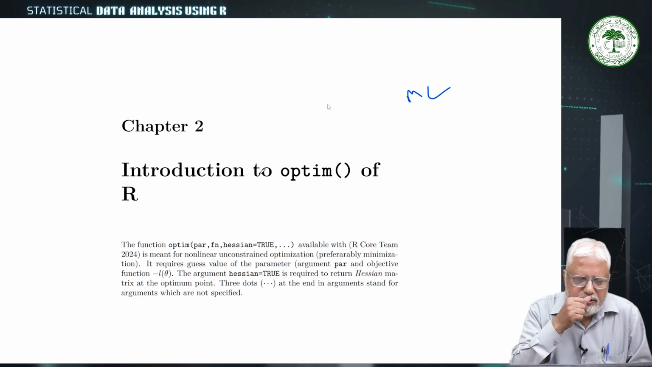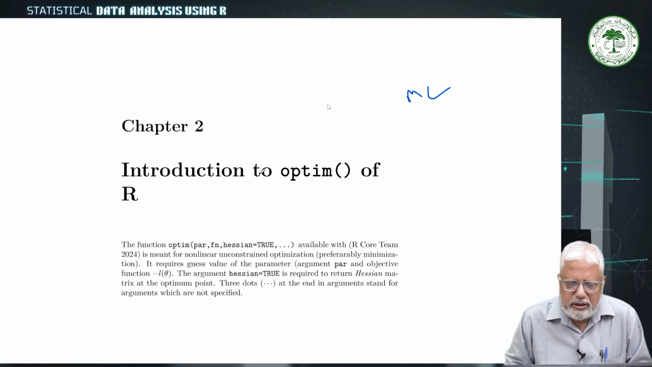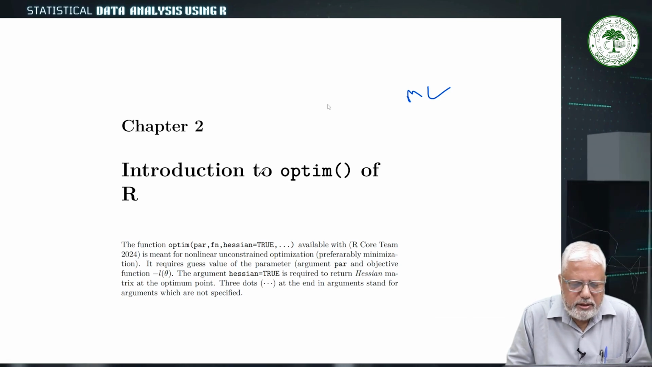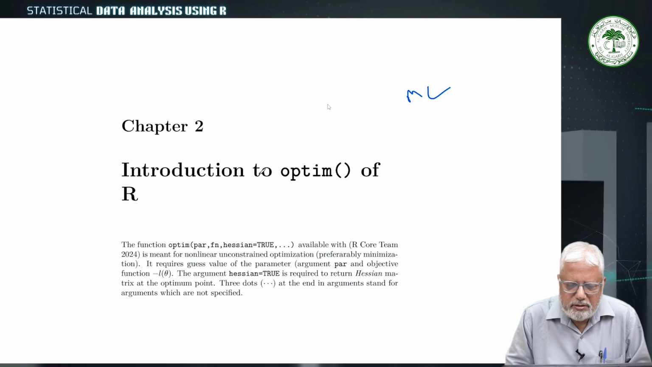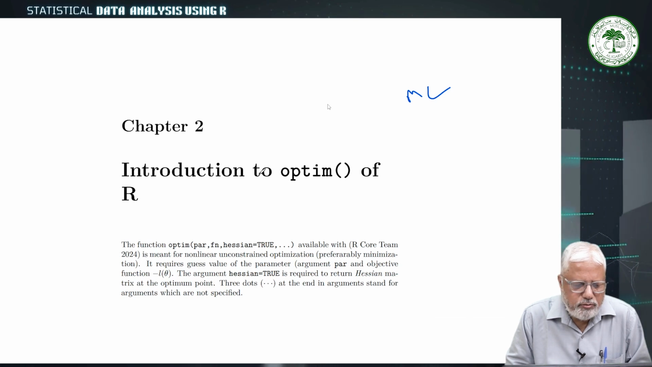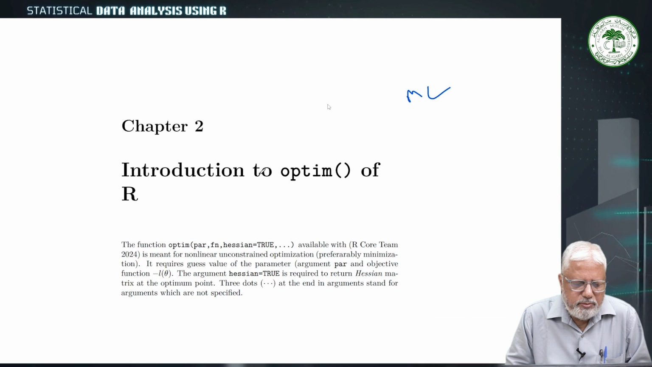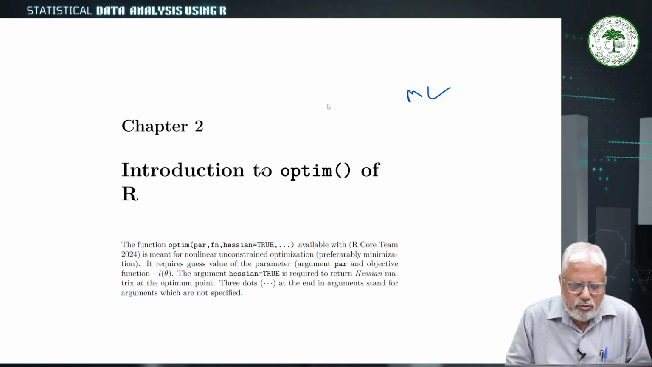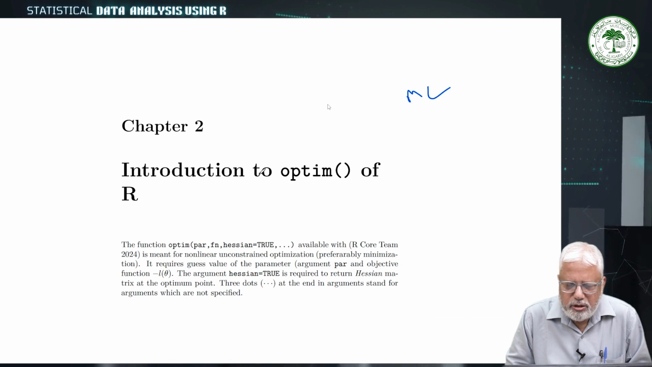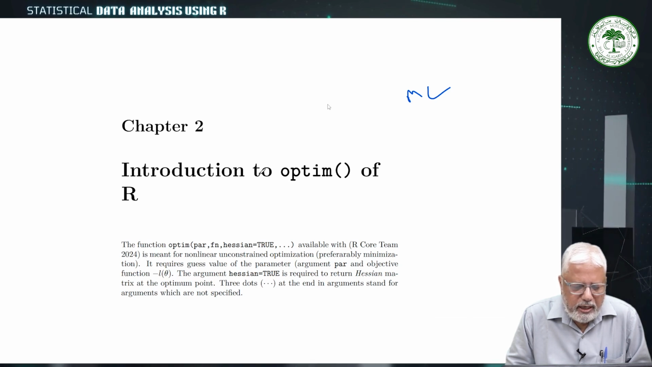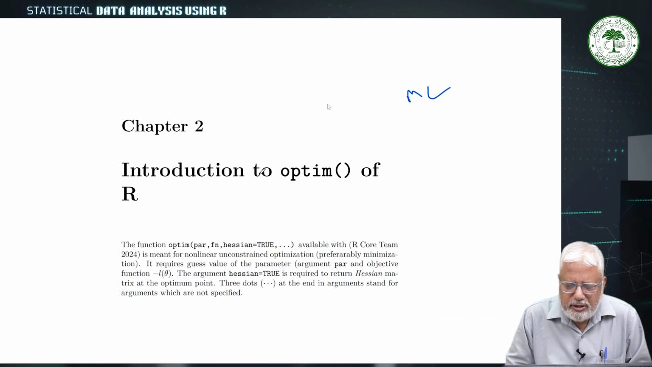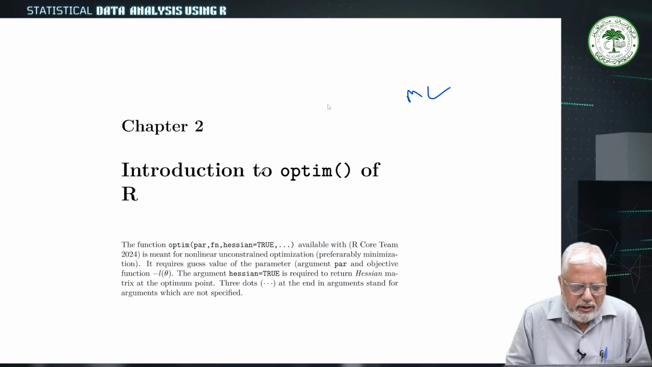Optim is meant for nonlinear unconstrained optimization, preferably minimization. It requires a guess value of the parameter, argument par, and the objective function, and that is nothing but minus L theta. L theta is the log likelihood, so this is the negative of the log likelihood of theta. The argument hessian equal to TRUE is required to return the Hessian matrix at the optimum point. The three dots at the end of the arguments stand for arguments which are not specified.